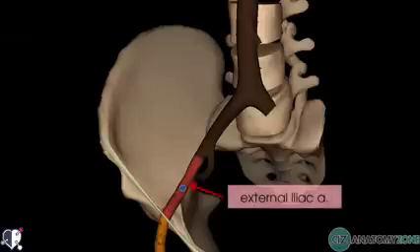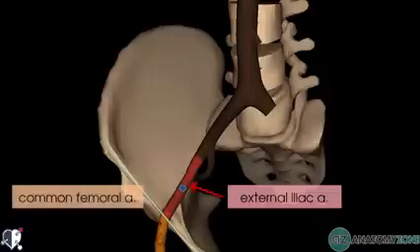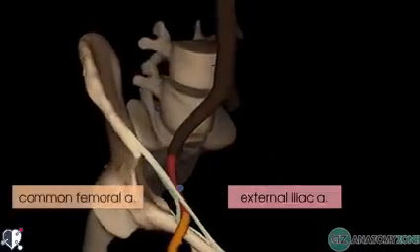Coming back to the external iliac artery, this artery becomes the common femoral artery as it crosses under the inguinal ligament to enter the femoral triangle.